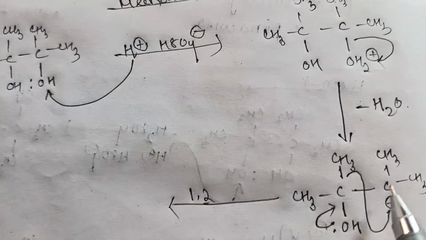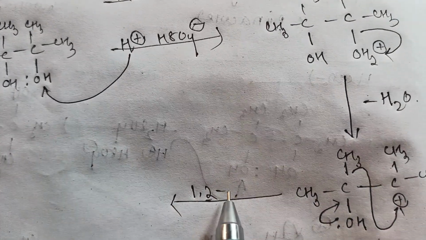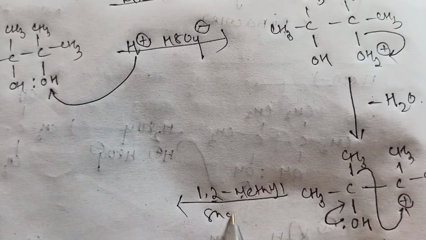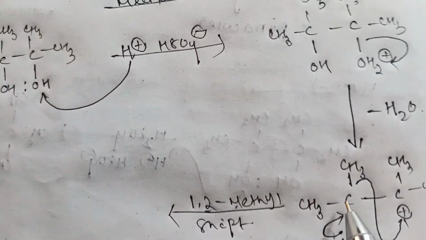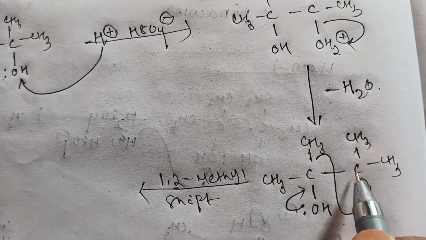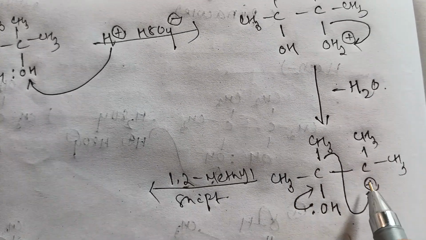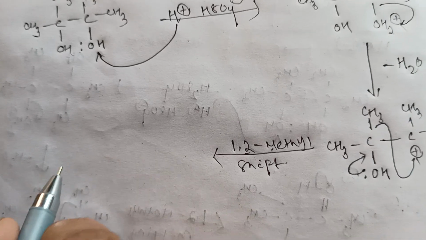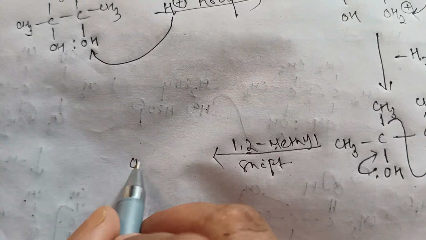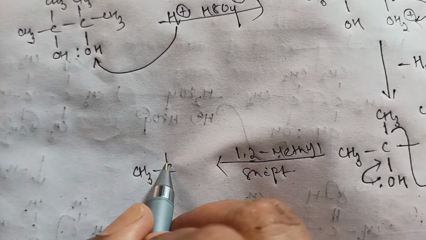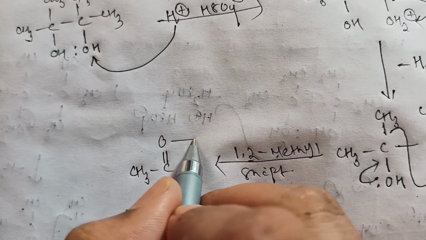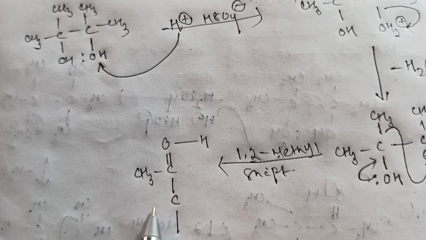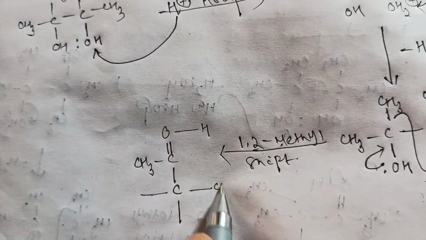Due to this shifting, the shifting takes place. It is called 1,2 methyl shifting. If we take it as 1 and this is 2, here 1,2 methyl shifting takes place. The product which is formed is like this: CH3, C double bond O and H, and here C, CH3, CH3, CH3.